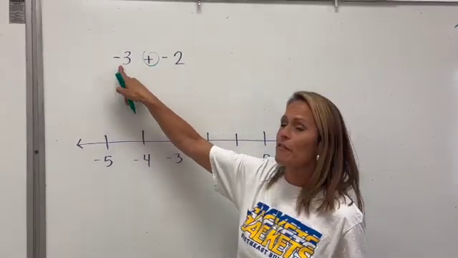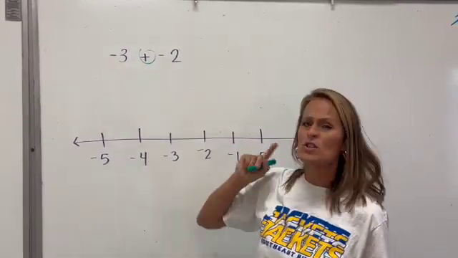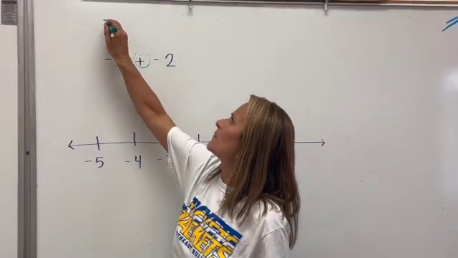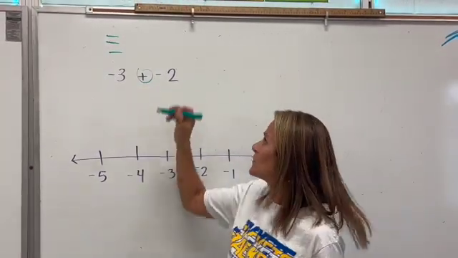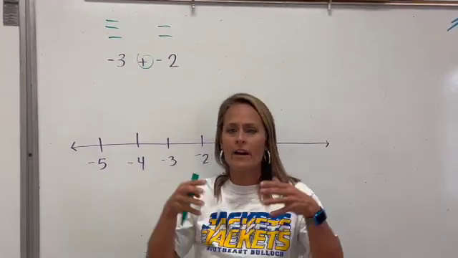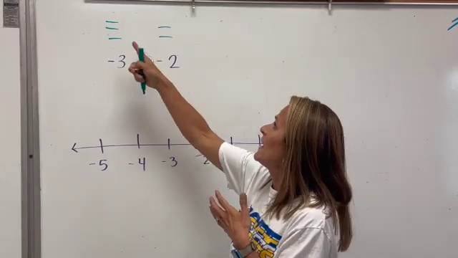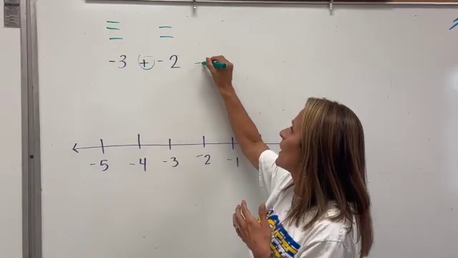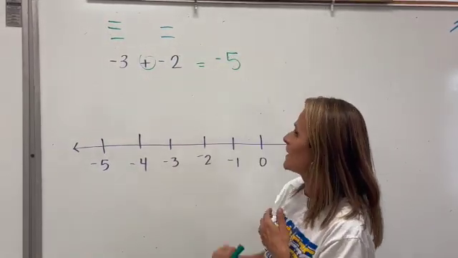If the signs are the same, we're still going to do the same skill. We're adding, we have 3 negatives and 2 negatives. So I'm still going to use my counters. Here's 3 negatives. Here's 2 negatives. But since we can't make a 0 pair, we're just going to join them together. And if we look, it looks like we have 5 negatives.